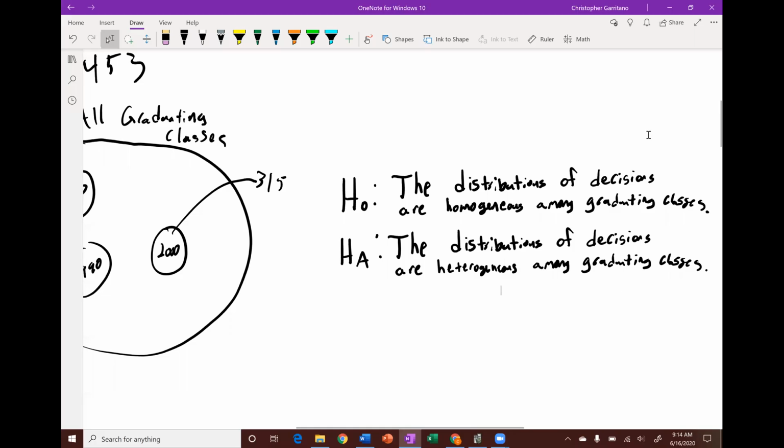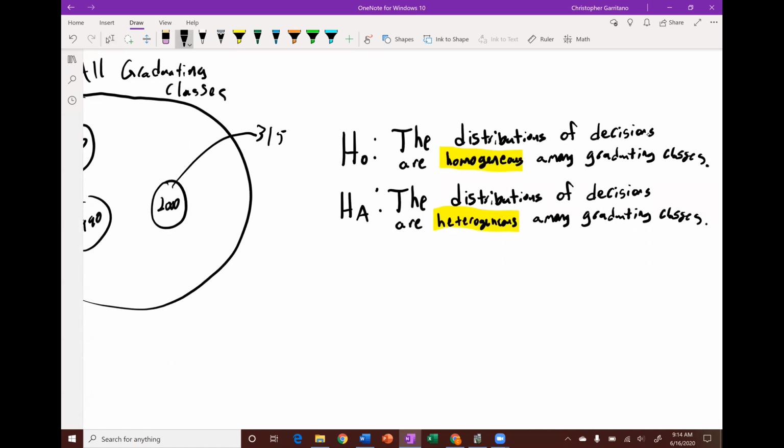All right, welcome back. And the alternative hypothesis looks similar, except I used the word heterogeneous instead of homogeneous. So we're assuming they're the same, whereas we're trying to prove they are different, all right? And this is, again, called the chi-squared test of homogeneity.